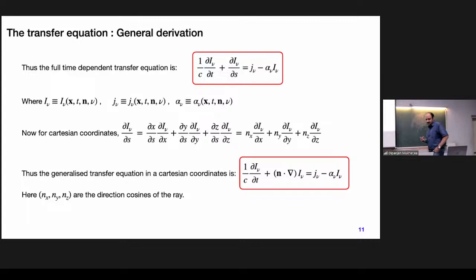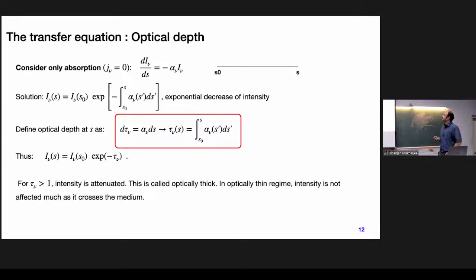Now, I've just introduced this so that you know what the most general form of the transfer equation is. I will drop the time dependence and come back to the simpler form, the steady state solution. As a first simple case, let us consider only a block. Okay, so there's an image.